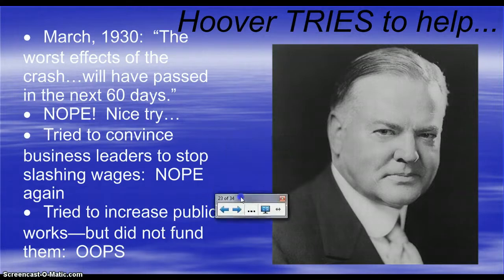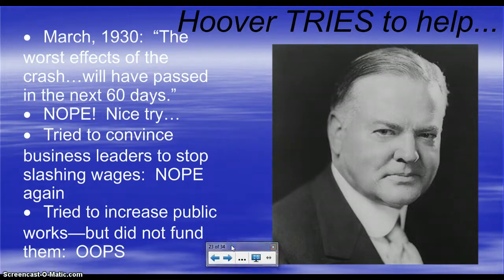So let's take a look at what Herbert Hoover does, and I guess more what he doesn't do. Hoover is full of a lot of promises and quotes. Here's one from March 1930, about 6 months after the crash, where he says, "The worst effects of the crash will have passed in the next 60 days." And that just wasn't true.